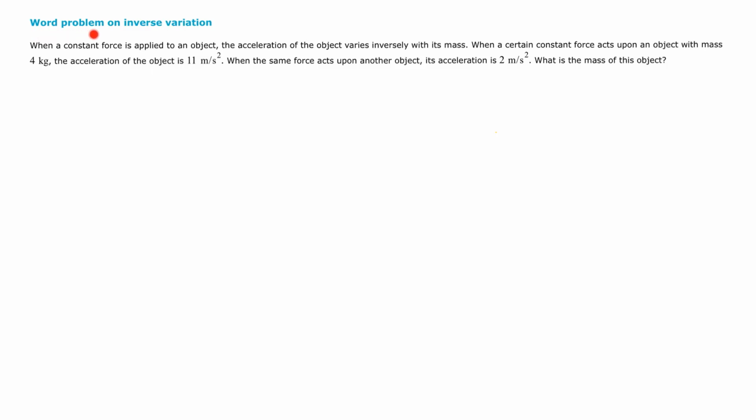Let's tackle a word problem on inverse variation. When a constant force is applied to an object, the acceleration of the object varies inversely with its mass. When a certain constant force acts upon an object with mass 4 kilograms, the acceleration of the object is 11 meters per second squared. When the same force acts upon another object, its acceleration is 2 meters per second squared. What is the mass of the object?